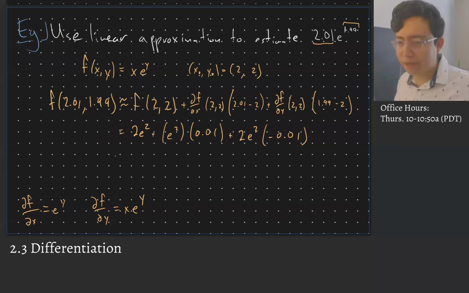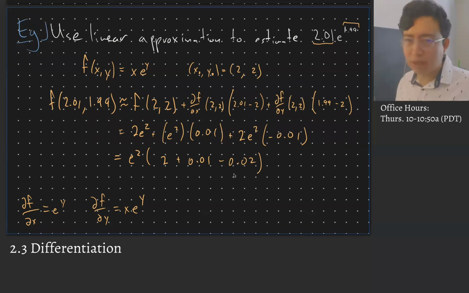We could simplify this by factoring the e squared out of all of this, and then we get 2 plus 0.01 minus 0.02. Let me make sure I got that right.